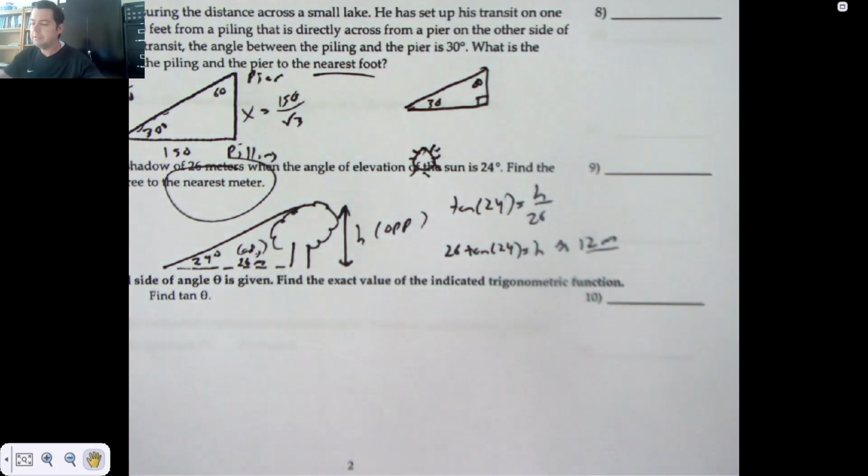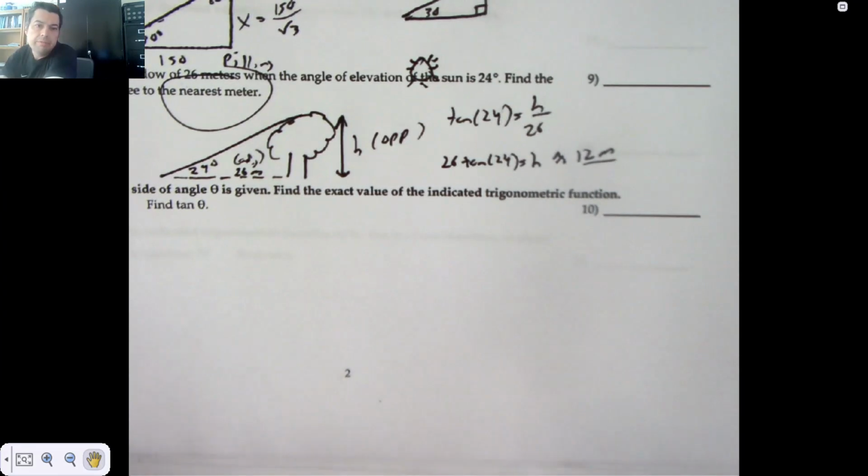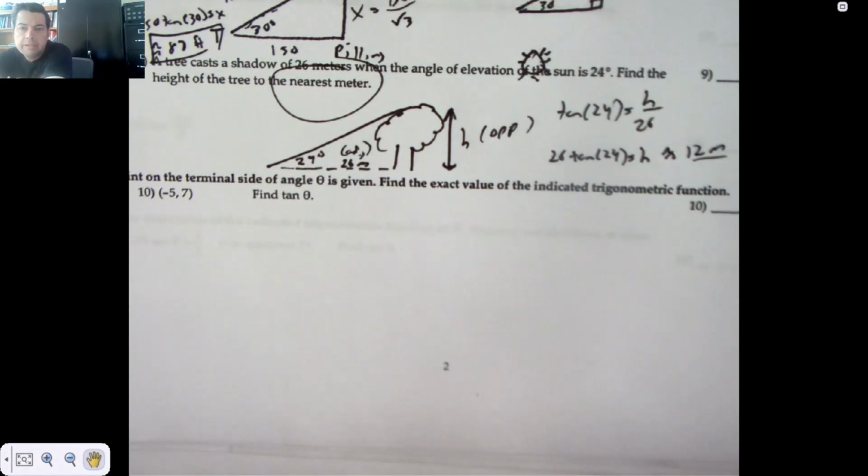I got a few more minutes. The point on the terminal side of an angle is given. Find the exact value of the indicated trig functions. This is not too hard of a skill. You can use lots of different ways of doing it. I'm going to do it 2 ways.